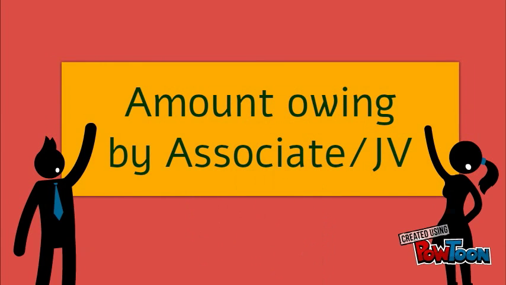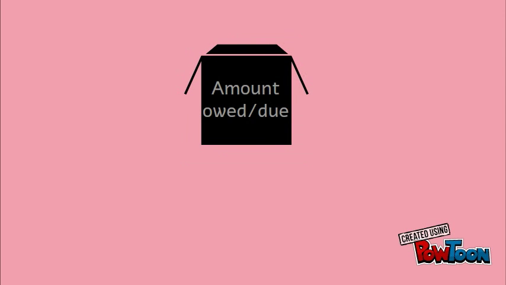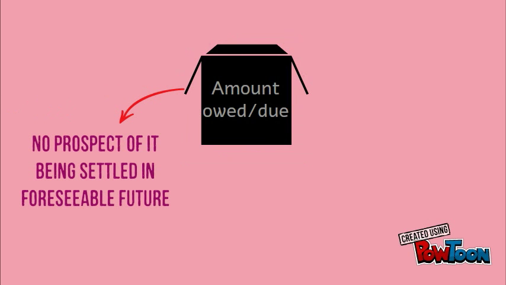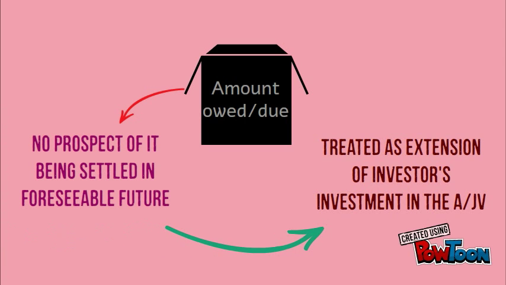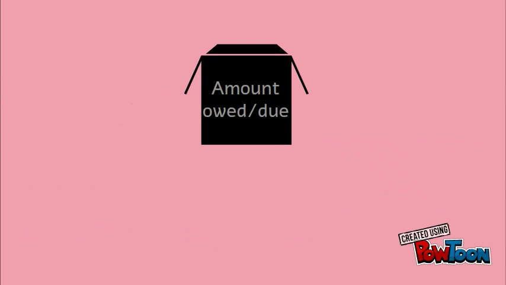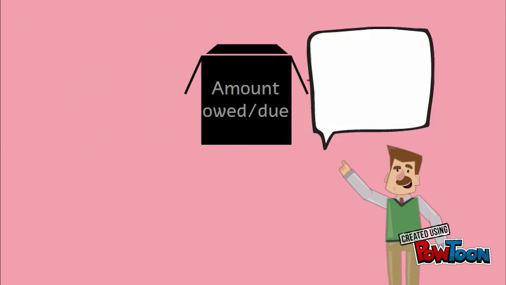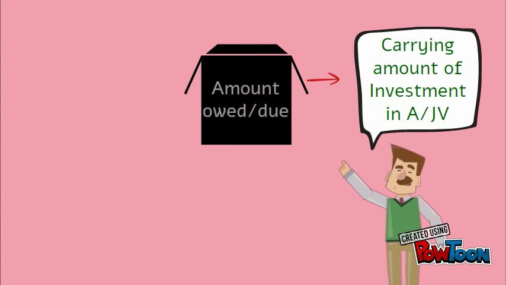Account for amount owing between associate and joint venture and members of group. Where investor has some amount owing to it by the associate or joint venture and there is no prospect of it being settled in foreseeable future, then the amount due is treated as extension of investor's investment in the associate or joint venture. For example, the amount due is part of the carrying amount on investment in associate or joint venture.